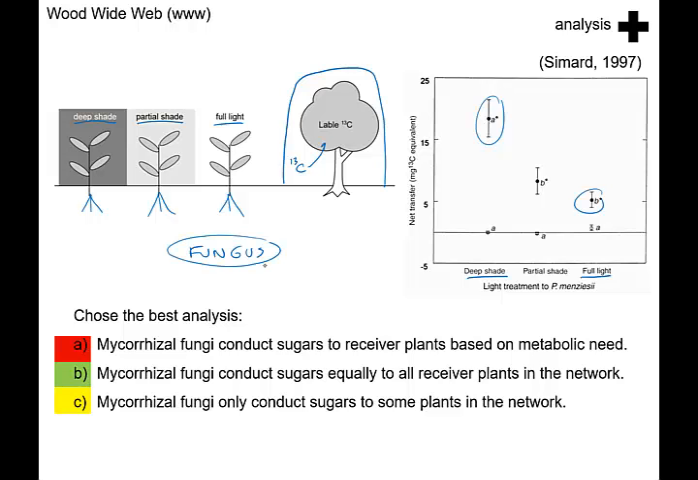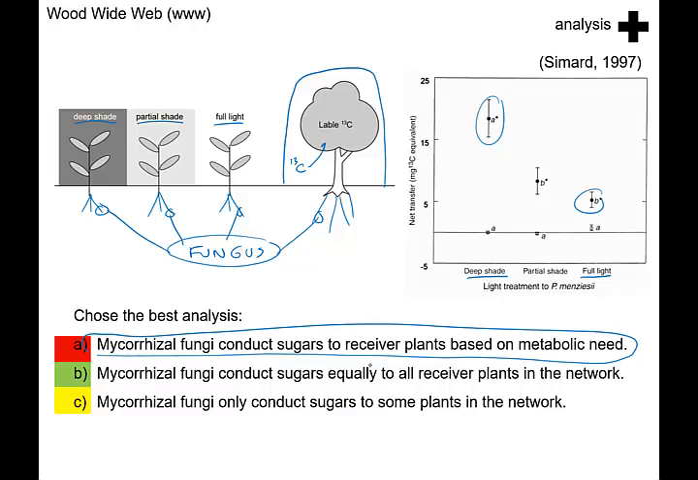And so the fungus is there in the soil, and it's linking the roots together of all of these plants. And what they found was that the plant in the deep shade got the most sugars from that plant. In other words, the fungus in the soil was conducting sugars to receiver plants based on their metabolic need. So the plant in the deep shade has the most trouble making its own sugar, and so it actually gets the most sugar exported to it by this fungus.